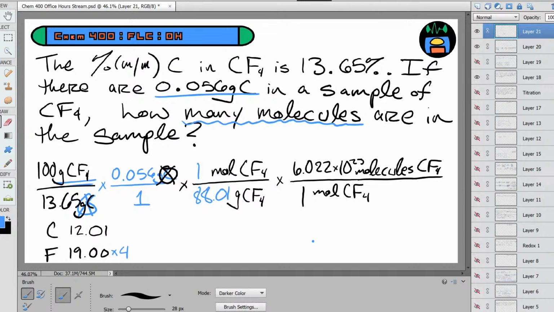All right, now you'll see grams of CF4 cancel. Moles of CF4 cancel. And now we're ready to crunch our numbers. 100 divided by 13.65 times 0.056 divided by 88.01 times 6.022 times 10 to the 23rd.